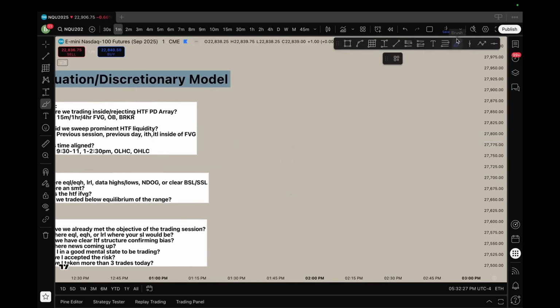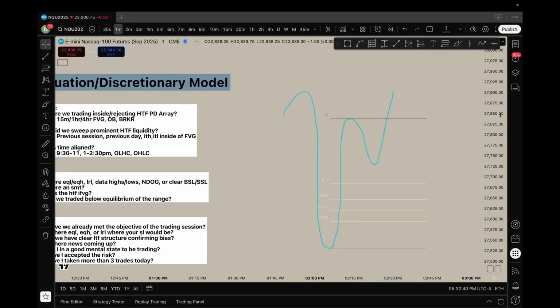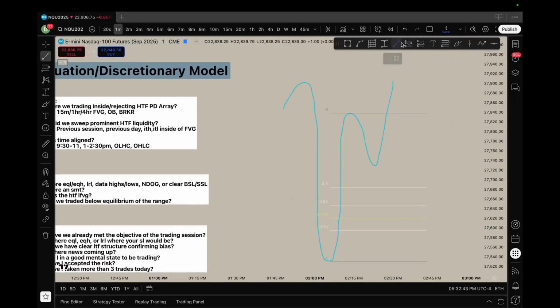Okay, so now this is going to be specifically for, let's say we have a model like this, right? A lot of the times we won't go that deep into discount, especially for continuation models. And the reason for that is because we're going to be very bullish, right? So a lot of the times it's not really necessary to go and hit equilibrium of the range. But let's say we have something like this, right?